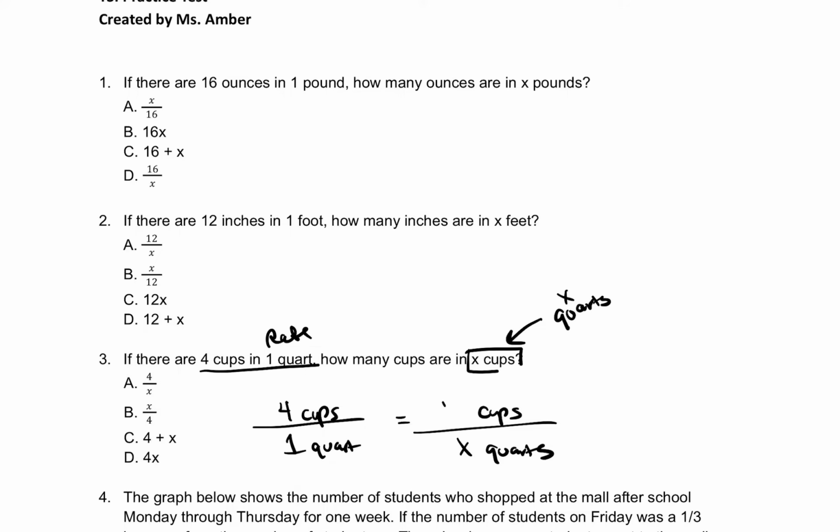All right, so we're going to figure out how many cups there are. So we're going to do 1 times what is equal to X. You're already going to put that invisible 1 there, and you're going to say 1 times X is equal to 1X quarts. Then you're just going to multiply the top by X, and you're going to get 4X cups, and the answer is going to be D.